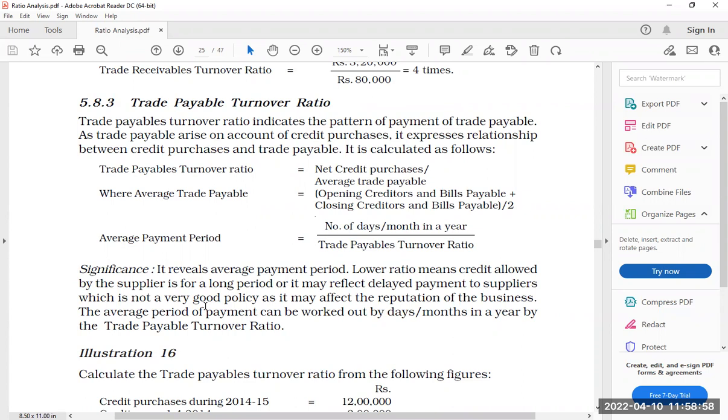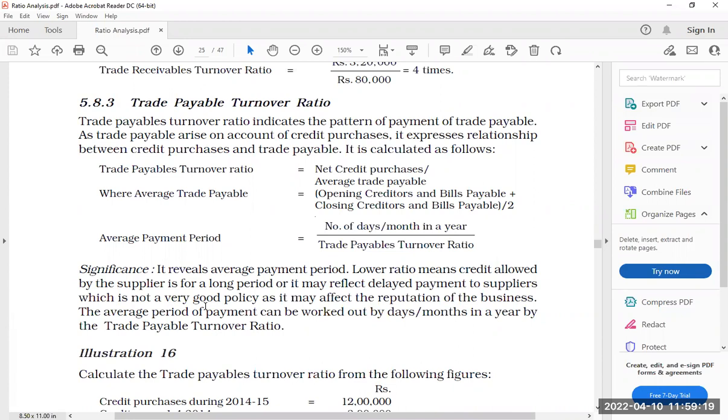We can't go by that. If you delay payment, the next time they won't entertain you for further trade activities. So how good are you in paying? I mean, how quickly are you paying? That's what is captured in this particular ratio called payable turnover ratio.